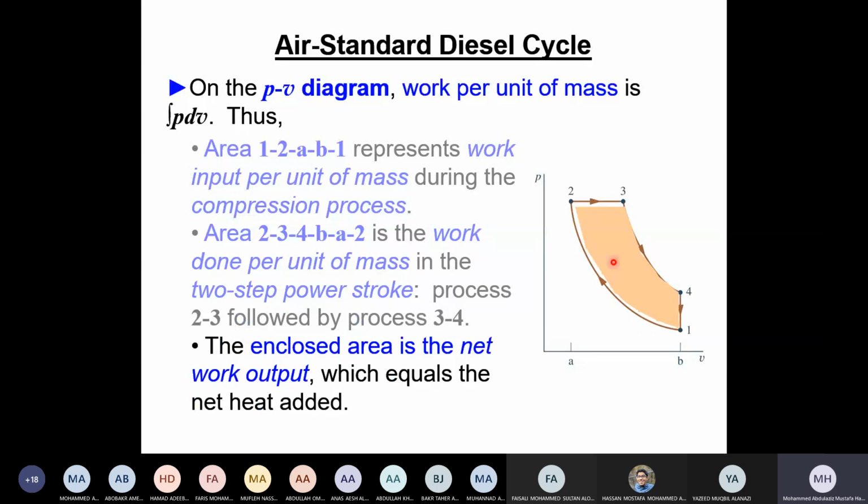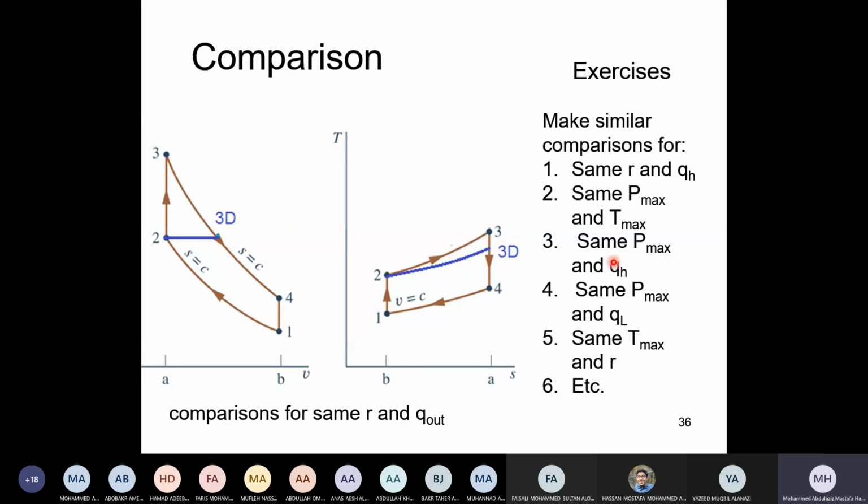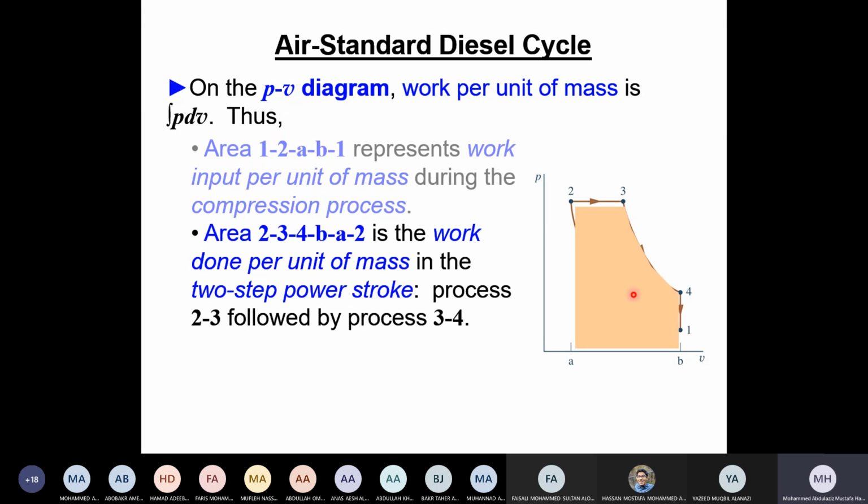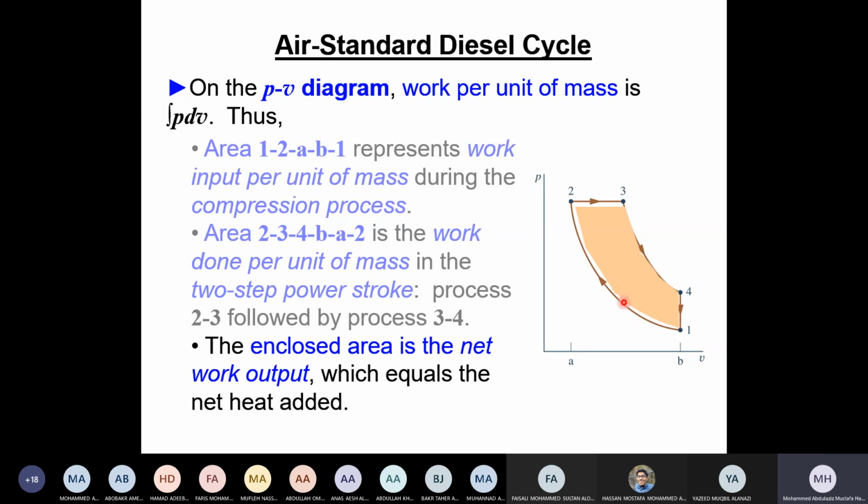If I simulate this with the previous cycle, the vapor power cycle, this will be negligible with respect to this area. But now it is 25. I will repeat this question again. Next week, I will ask you what the ratio is for the next cycle, and it will be different from this one. Now, the subtraction of these two will give me the net work of the diesel cycle.